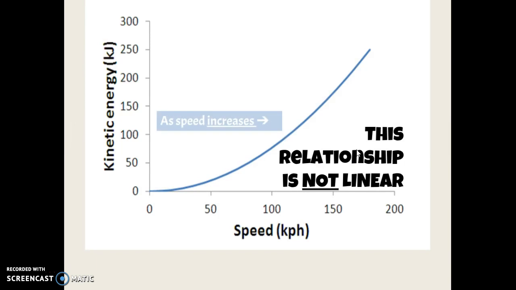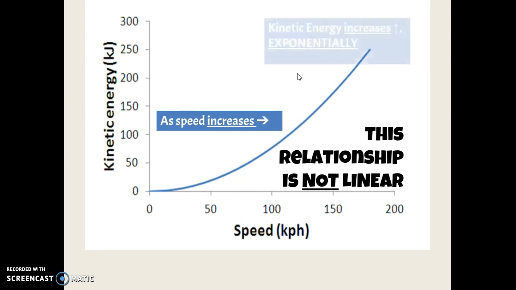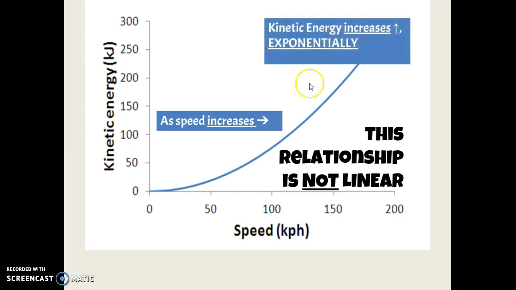So let's take a look at this. As speed starts to increase, notice it's not just a straight line as the other graph was. We start to get a faster and faster and faster increase in our kinetic energy. And so our kinetic energy is increasing exponentially because velocity is squared as part of that formula. So just keep that in mind.